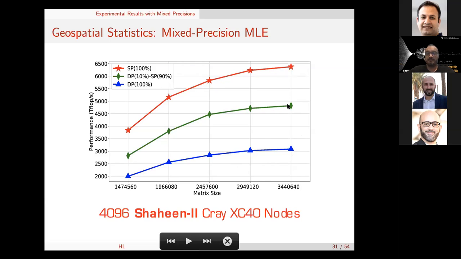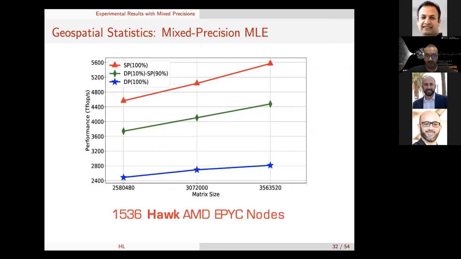This is on Shaheen. We also ran on Hawk, the system in Stuttgart, Germany. It's an AMD EPYC node. We do the same experiment, and again, we are able to run at 4.5 petaflops here on 1,500 nodes of Hawk, getting the right accuracy for the application.